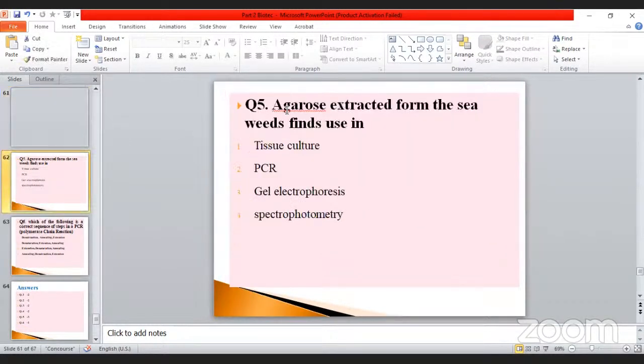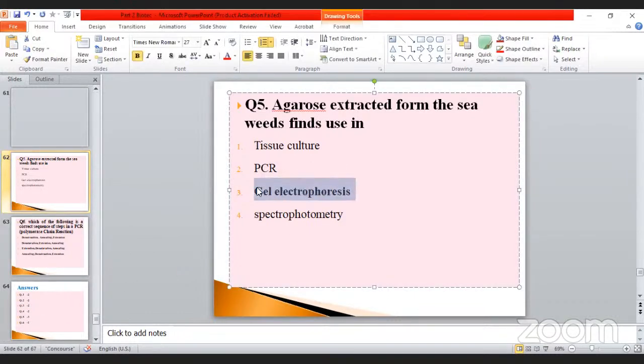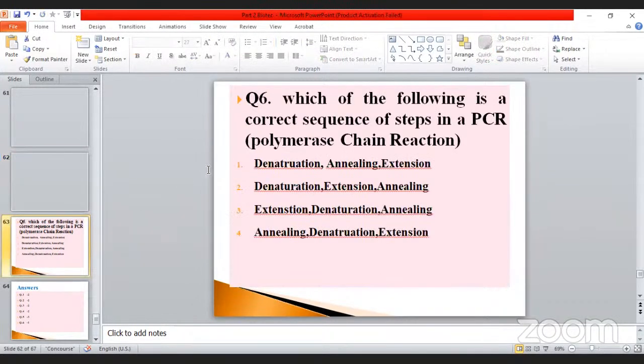The agarose extracted from seaweeds finds use in tissue culture, PCR, gel electrophoresis, and also spectrophotometry. Agarose extracted from the seaweeds finds use in gel electrophoresis, sir. Yes, given the answer, isn't it? Gel electrophoresis. Very good, because it is related to our topic.